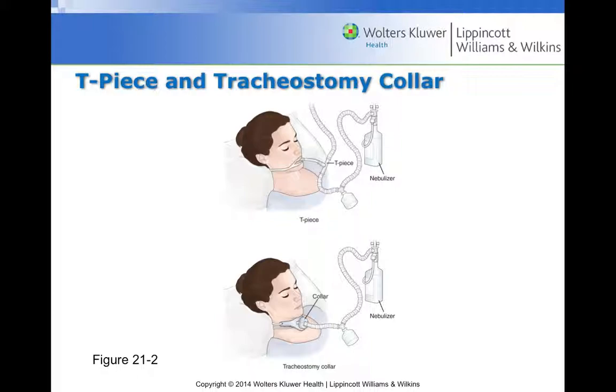Here you see another illustration of a T-piece or a tracheostomy collar, and you'll talk more about that within the advanced course about how your patients that have trachs also need to receive oxygen. If they do need to receive oxygen, this is one of the ways that we can assist them.